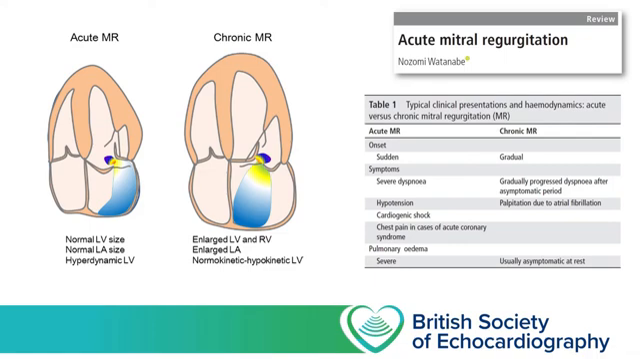One concept that's absolutely essential for the level 1 sonographer to understand is that when you have severe MR, not all of that blood is going to go forward, and so it's possible to have a normal ejection fraction and yet still be in cardiogenic shock.